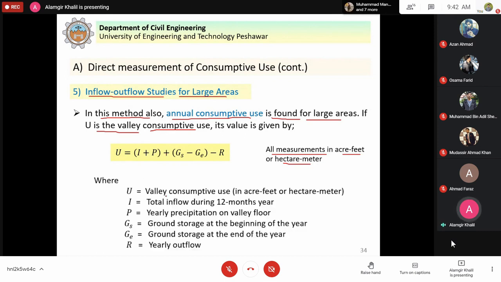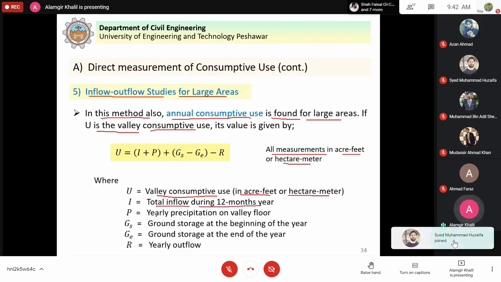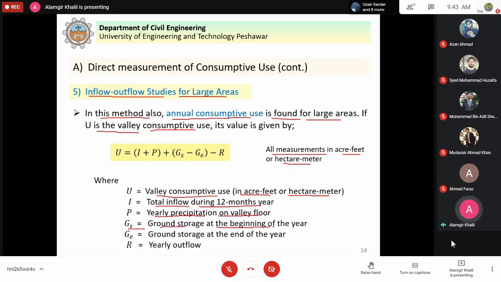So in this equation, U is the valley consumptive use in acre feet or hectare meter. I is the total inflow during the 12 months year. P is the yearly precipitation on valley floor. GS is the ground storage at the start, beginning of the year. GE is the ground storage at the end of the year, and R is the yearly outflow. So this is like a water budget equation to calculate the annual consumptive use, and this is used for large areas.